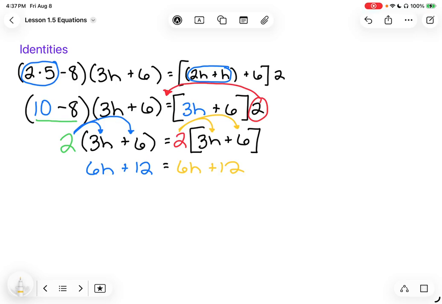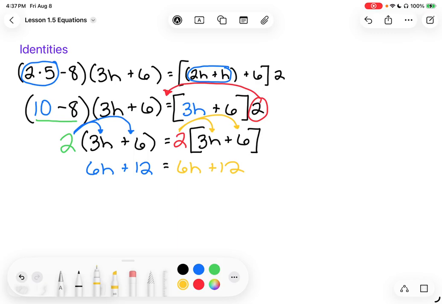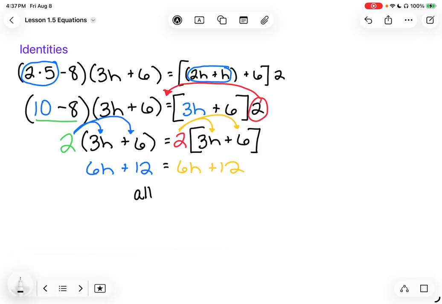The two sides of this equation are exactly the same. What this means is no matter what we substitute in place of h, no matter what value of h we use, the left side is always going to be equal to the right side. Any value of h will work here. So any real number could be a solution. So we say that our solution here is all real numbers. This has infinite solutions. Infinite solutions because any number will work.